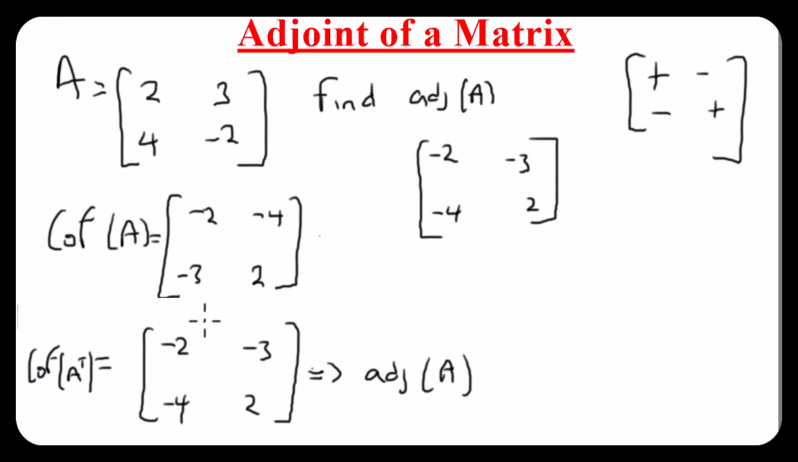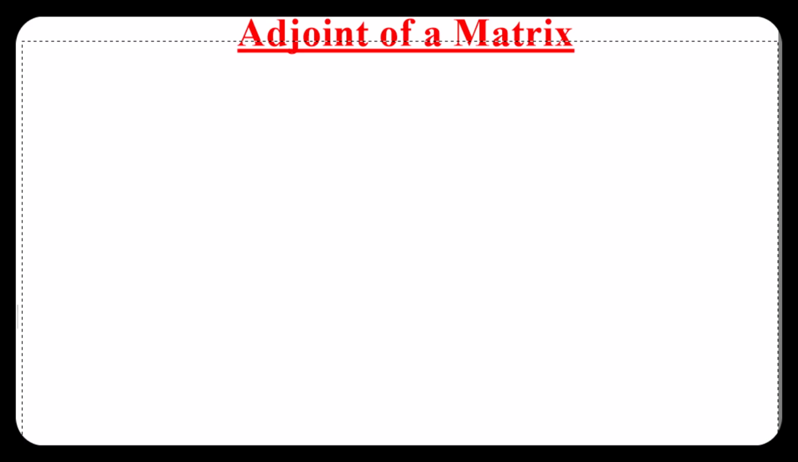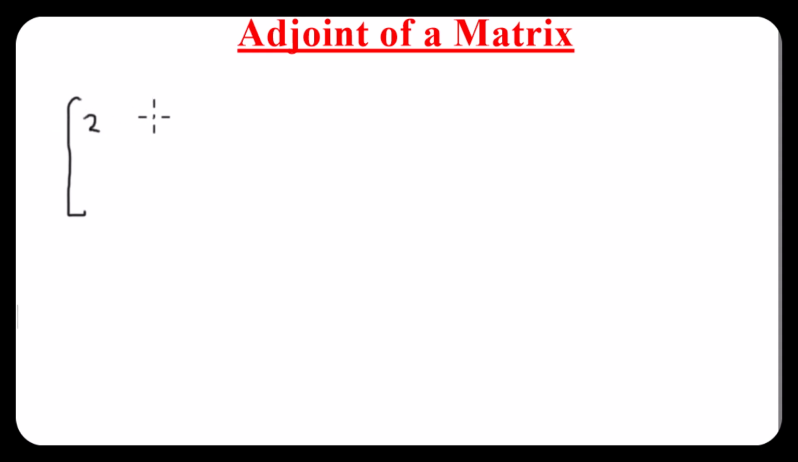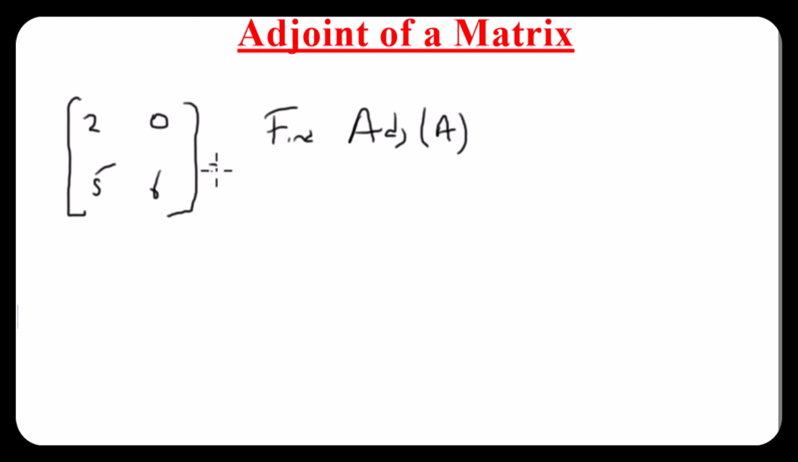Okay, so let's just do one more example before we look at how to find the cofactor of a 3 by 3 matrix. Here let's say we have 2 0 5 6. All right, so we want to find the adjoint of A. Let's say I'm giving this to be matrix A.